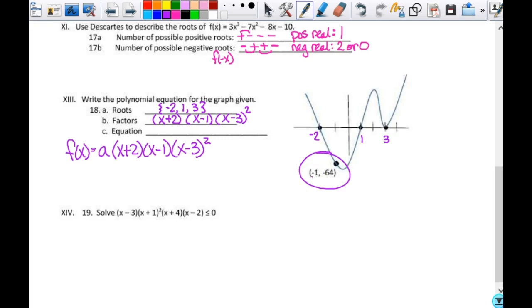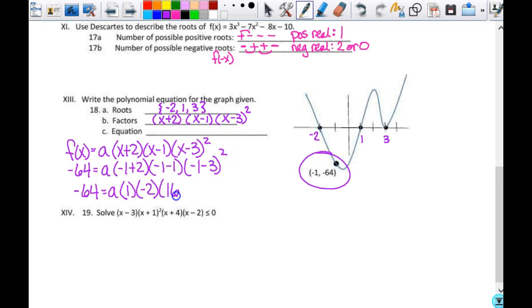So I can plug in -1 for x and -64 for y. So -64 equals a times -1 plus 2 times -1 minus 1 times -1 minus 3 squared. So that means I have -64 equals a times, this will give me 1, this will give me a -2, this gives me -4 squared, which is 16. So then -64 equals -32a, so a equals 2.